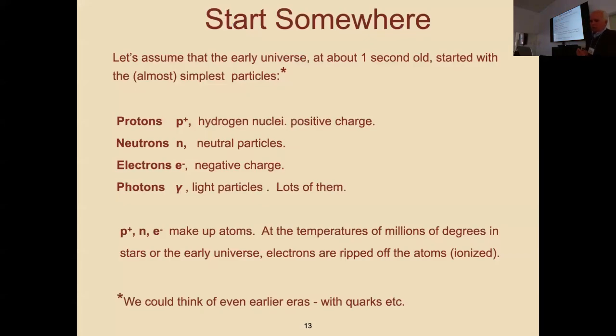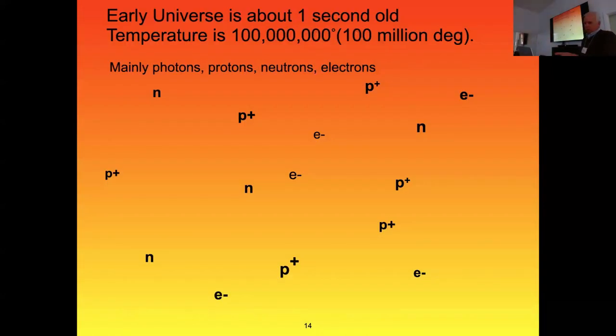And so we're going to start with the universe in this model here that I showed last time. We're going to start when the universe was about a second old. And at that time, we can calculate that the temperature was around 100 million degrees, kind of hot.